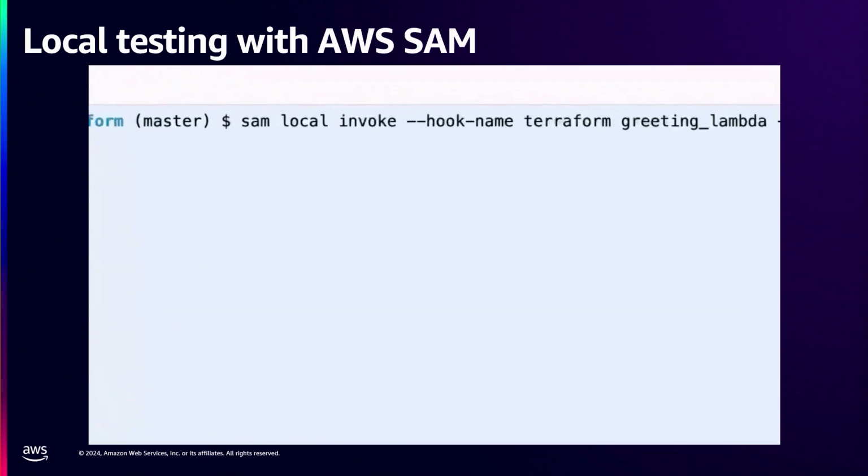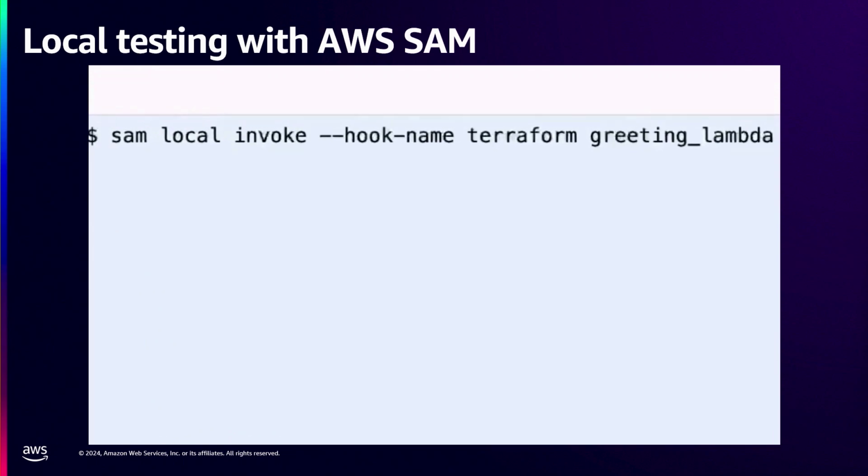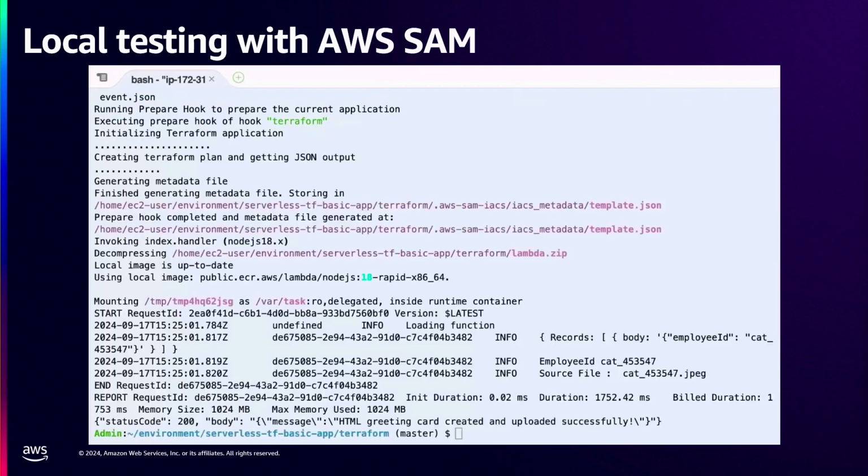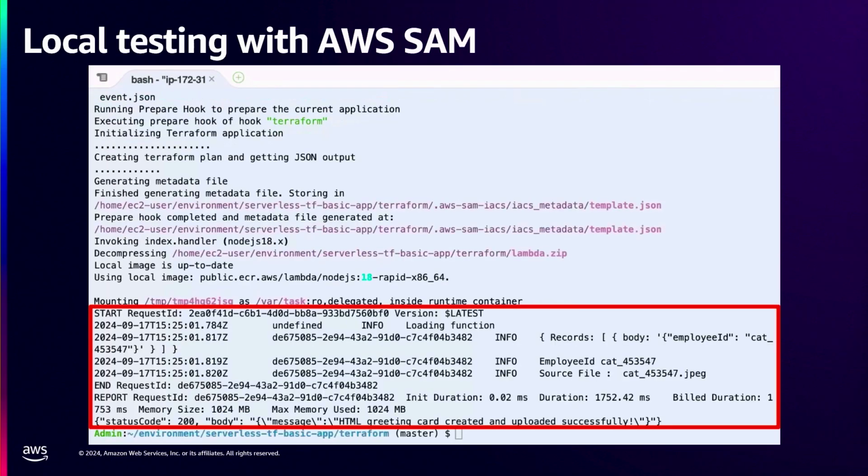The command that I'm running is SAM local invoke, specifying the name of my function. And that function is defined in my Terraform configuration. So you can see some magic, and at the very bottom there, you can see the response from the function. If you ever executed a Lambda function in the console or through any other means, those logs will look familiar to you. You have the start of the execution, you have the end of the execution, you can see the employee ID and the source file, the JPEG image. At the very end, you can see the body of the HTML that was generated.